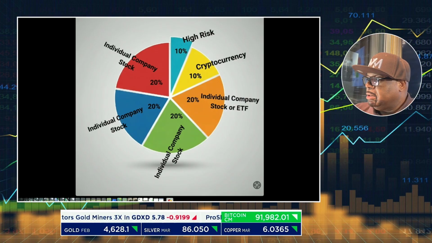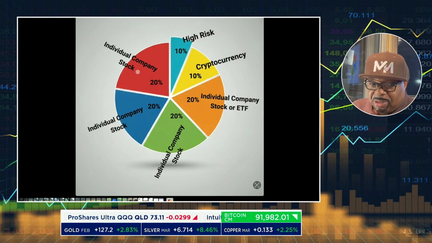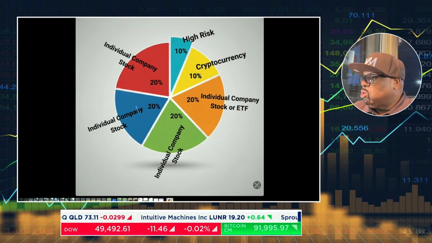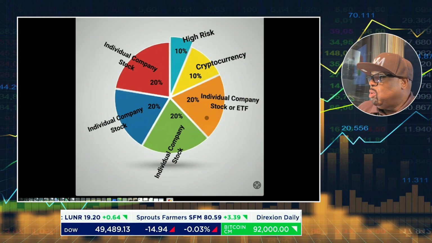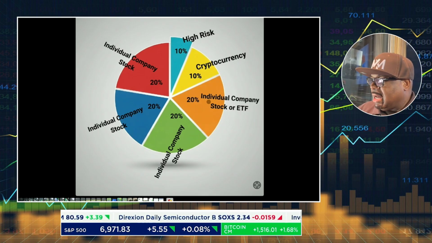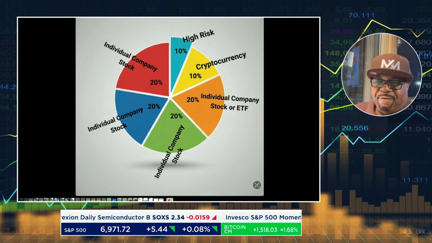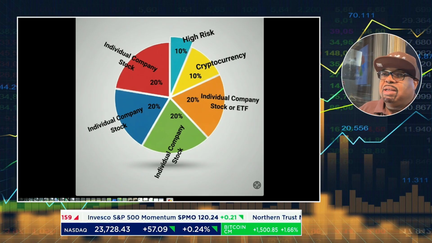So if you see here, we got an individual stock right here at 20%. Then we have an individual company stock here at 20, another individual stock at 20, and over here, the fourth one can either be a fourth stock or an ETF. And an ETF is where you have a combination of stocks put together.